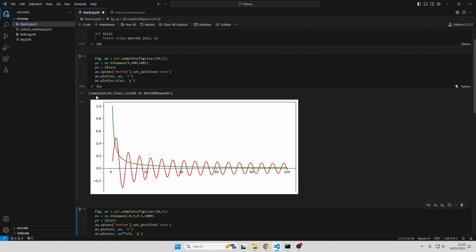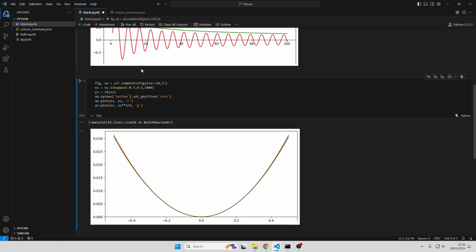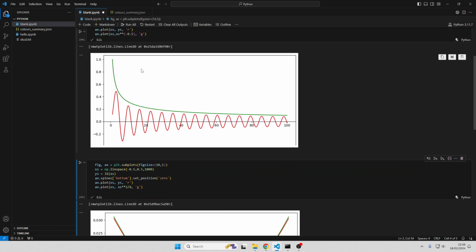But you can see that the 1 over x is dying away much faster. So that's not really capturing the behavior. So what we could do instead of 1 over x is 1 over the square root of x, like so. Now you can see that this seems to match up rather better.